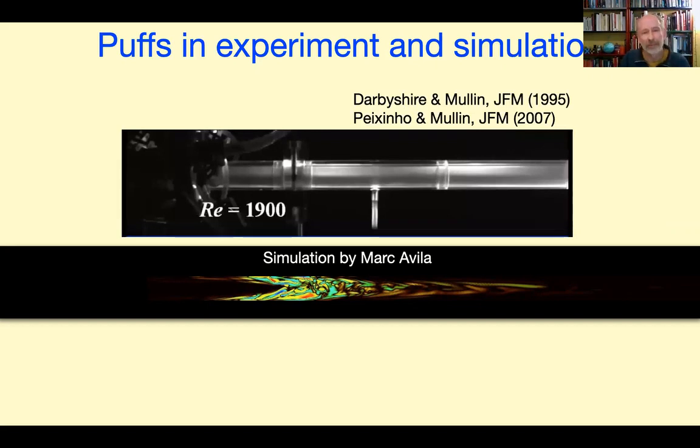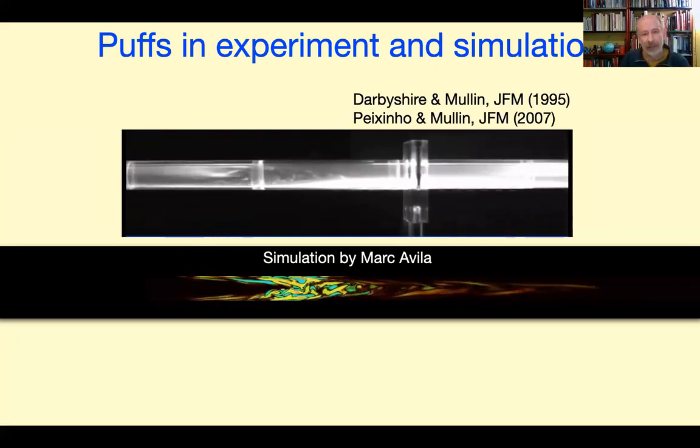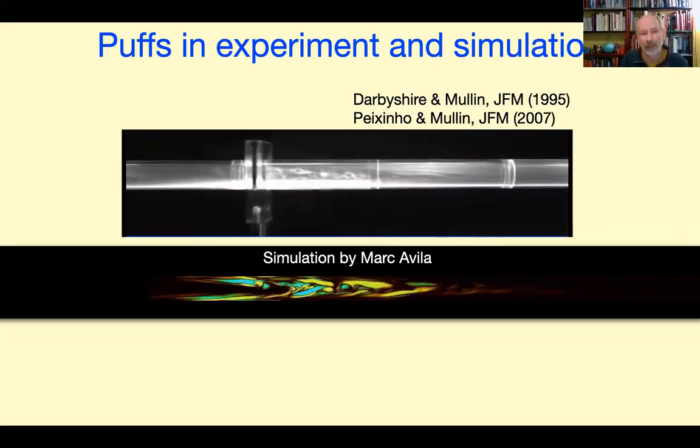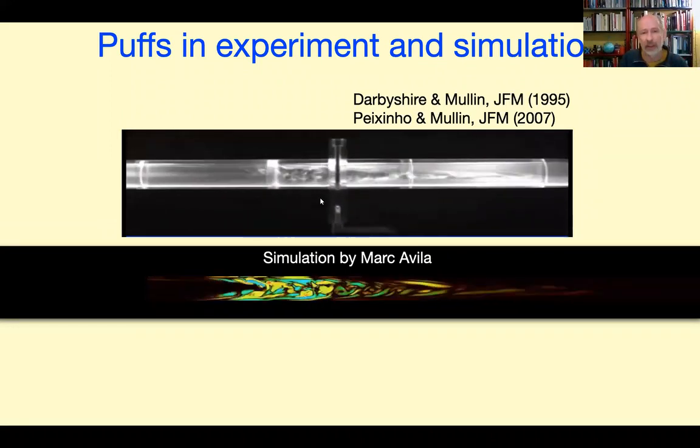So what you're seeing is pipe flow at Reynolds number 1,900, very close to 2,000. And I'm going to show down below a numerical simulation by Marc Avila at the same Reynolds number. And you see one of these puffs. You see it's a localized structure. It's moving down the pipe.